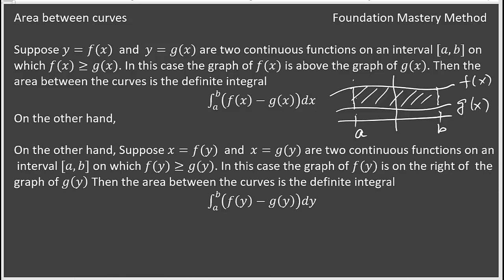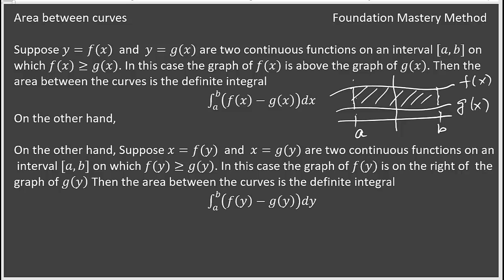On the other hand, suppose x equals f of y and x equals g of y are two continuous functions on an interval ab on which f of y is greater or equal to g of y. In this case, the graph of f of y is on the right of the graph of g of y. Then the area between the curves is the definite integral from a to b.